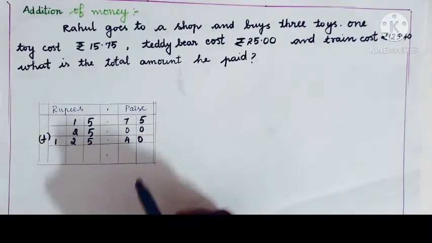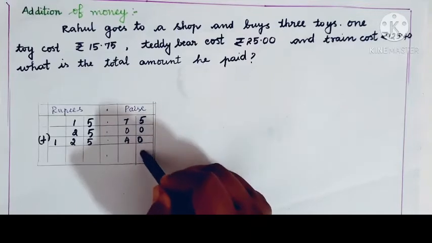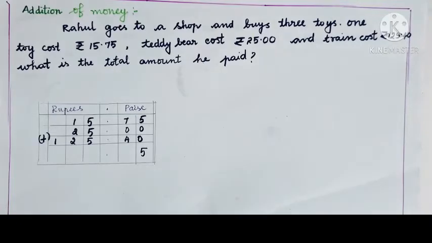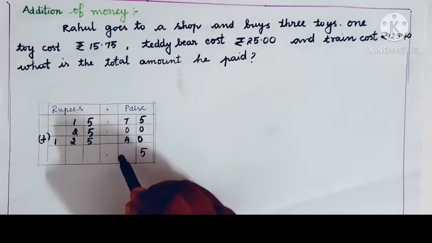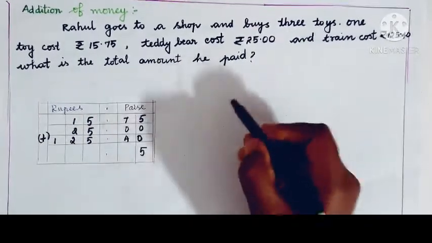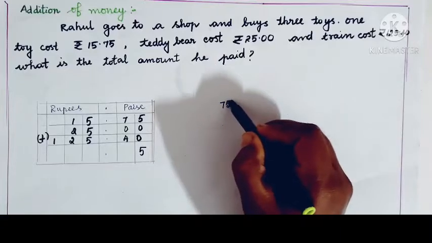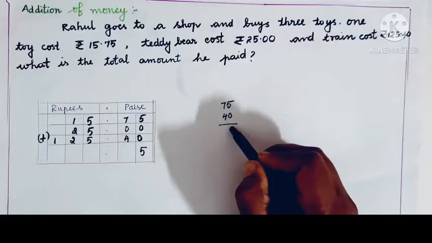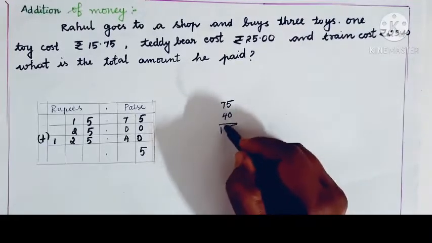So if you add, what do you get? 5 plus 0 is 5. 7 plus 4 is what? 11, isn't it? So instead of writing 11, I will do one thing. First I will write it separately. 75 plus 40. So this will become 5 and 11.